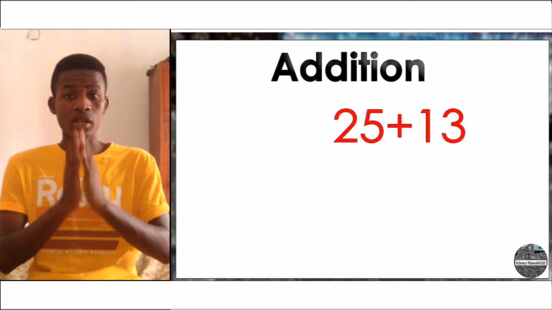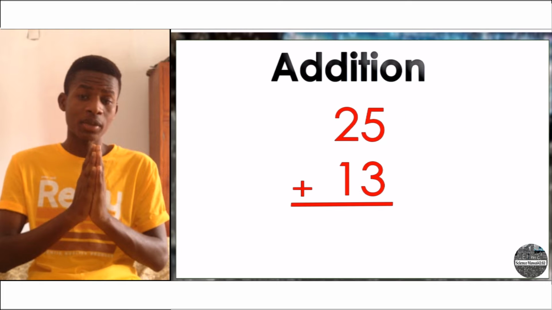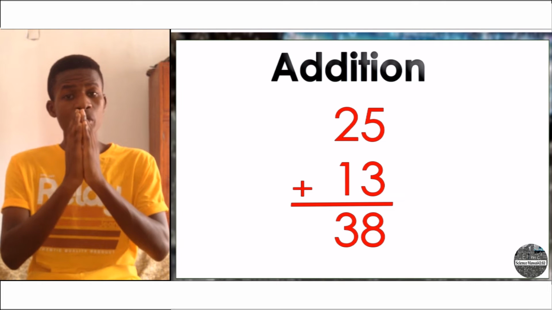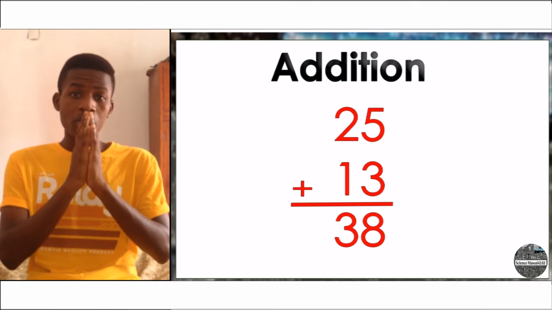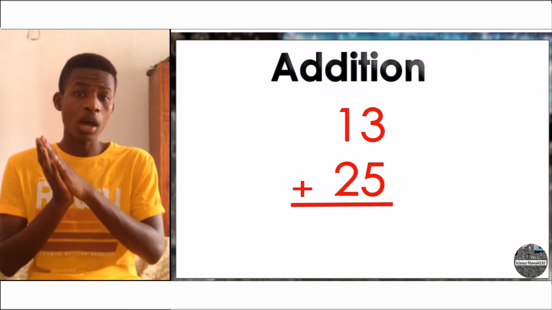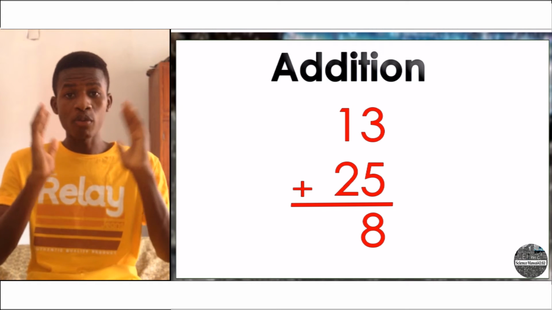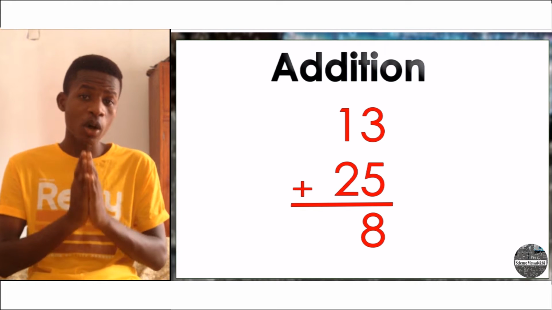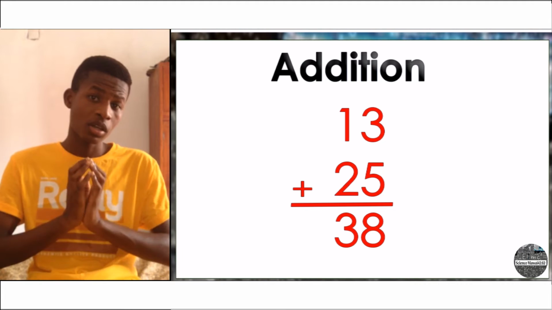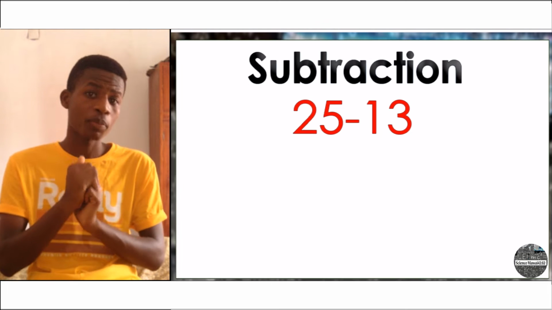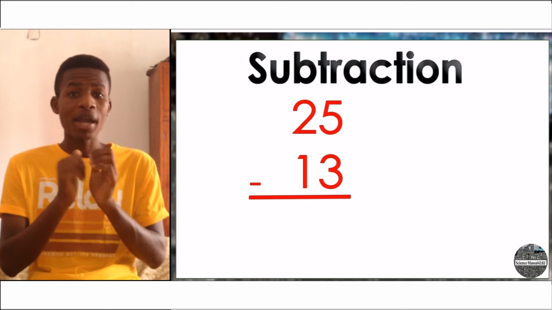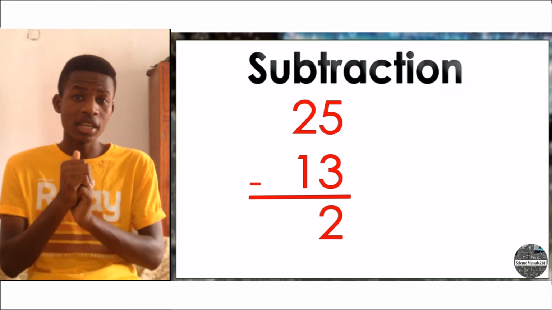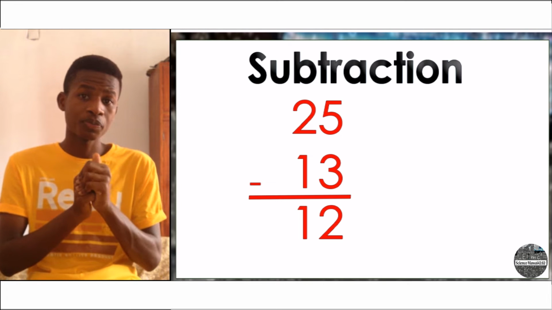We've got here in addition 25 plus 13. This is equal to 38. And if we try to put 13 on top, or 13 over 25, it will still give the same result. It's equal to 38. But let's try that in subtraction now. 25 minus 13 is indeed equal to 12.